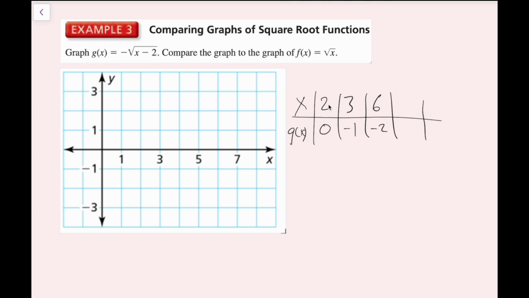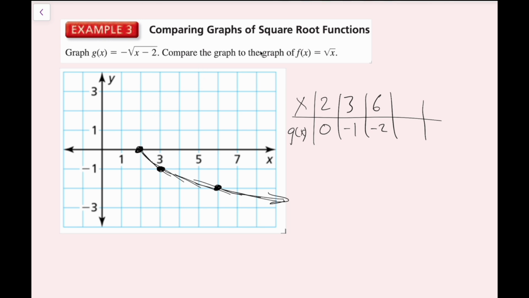So I'll plot the point 2, 0. So that's right here. And then 3, negative 1. And then 6, negative 2. And then you can kind of see where the function is going. So I'll sketch that out. And remember, I'm only drawing my arrow going to the right because the domain of this function stops here.